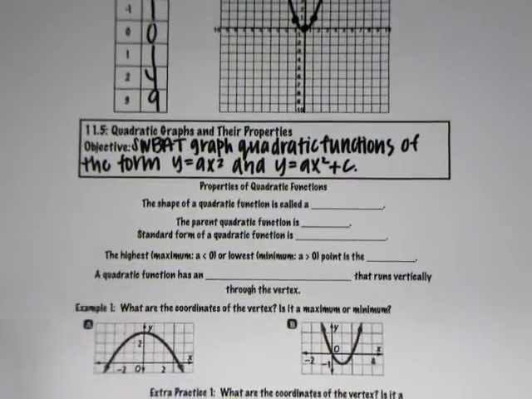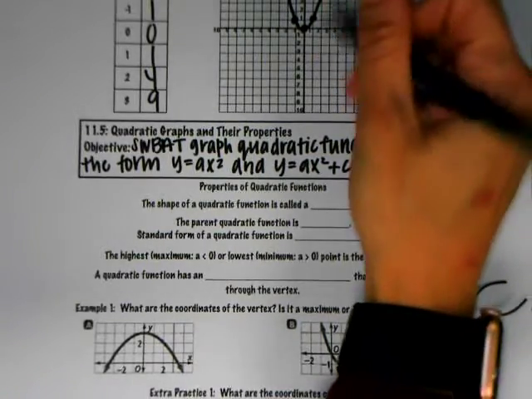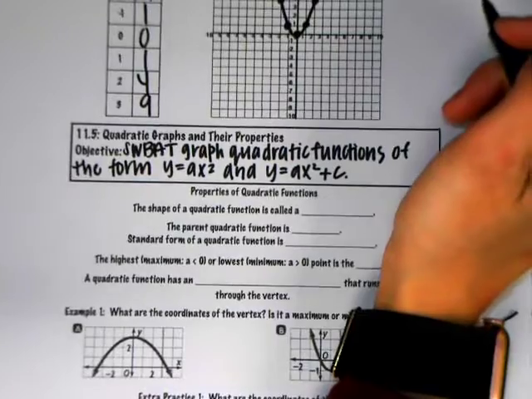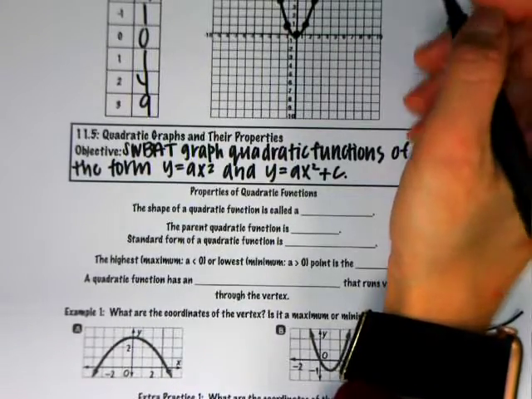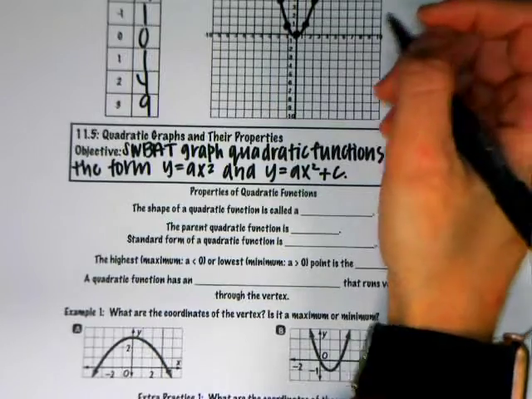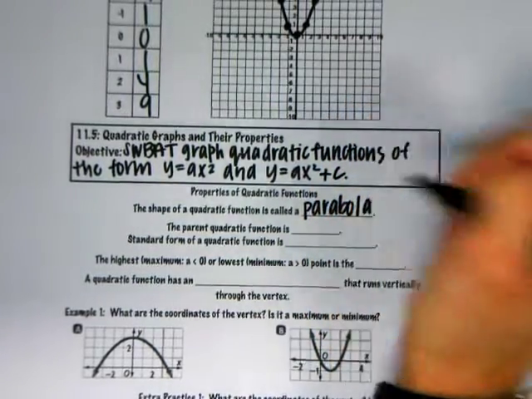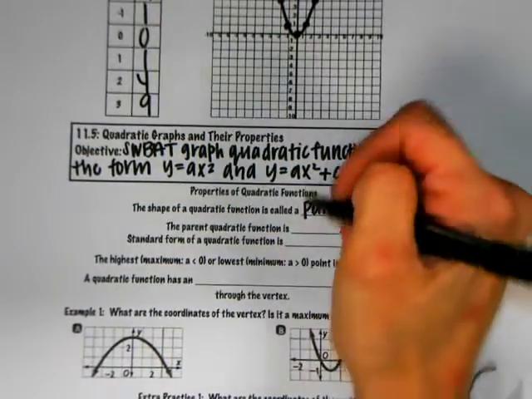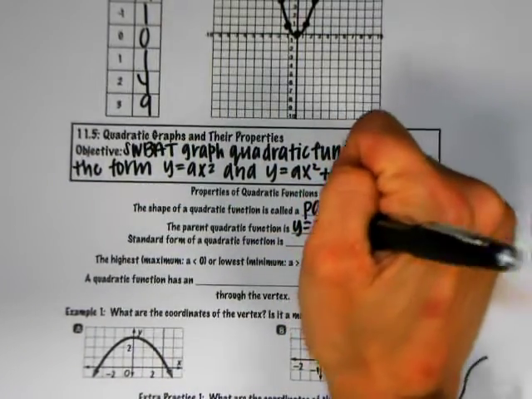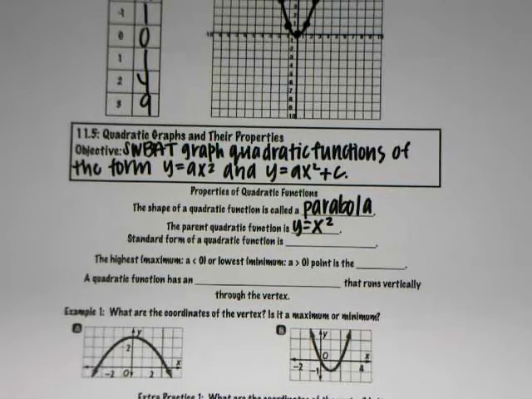Okay, properties of quadratic functions. The shape of a quadratic function is called a, anyone remember what the shape is? Starts with a P. Polynomial? No. Parallel? Parabola. The parent quadratic function is y equals x squared, which is what you guys just graphed. That's the most basic function that you can have.